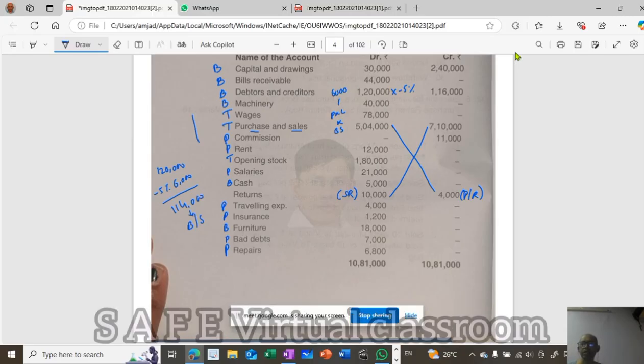Okay, this will go to the balance sheet, but this will go to profit and loss also. That is a loss for us, right? Could you repeat? Profit and loss. Could you repeat?